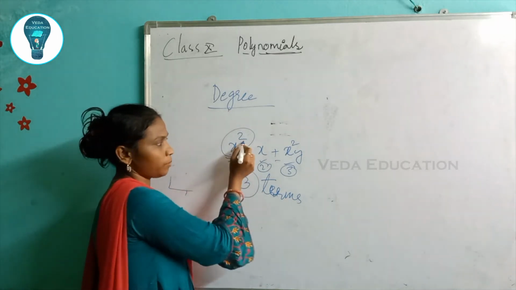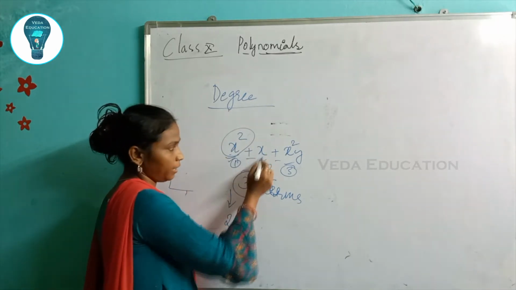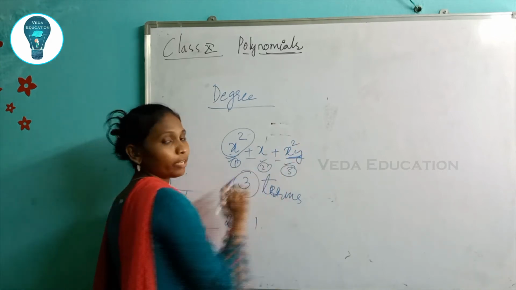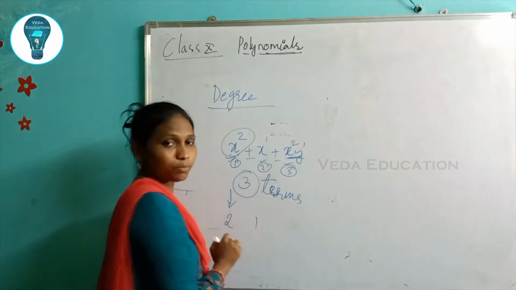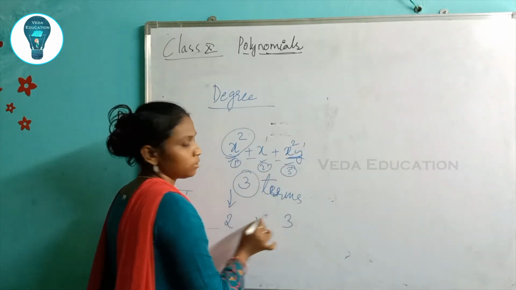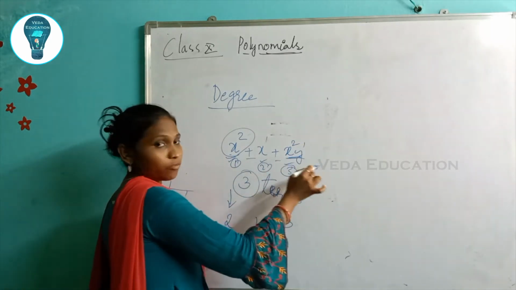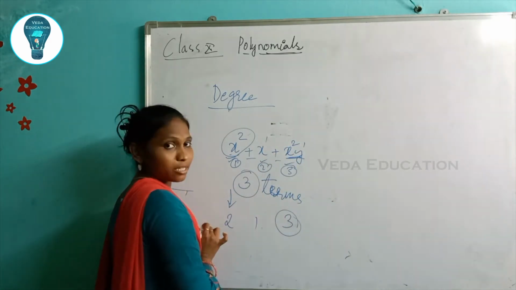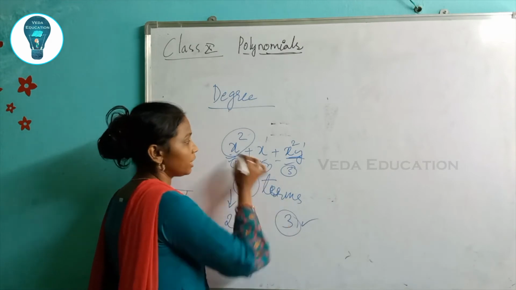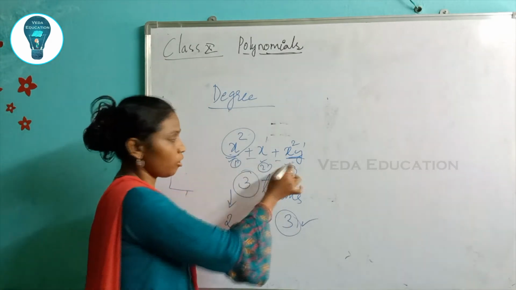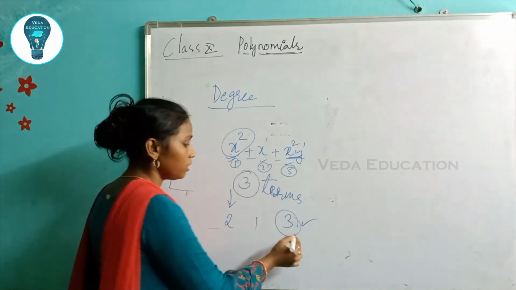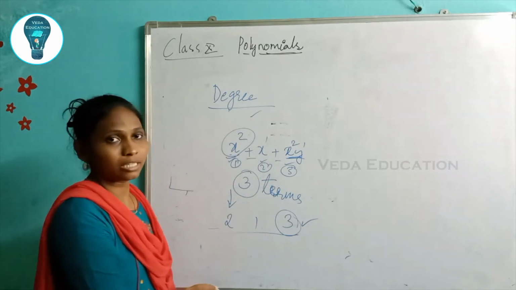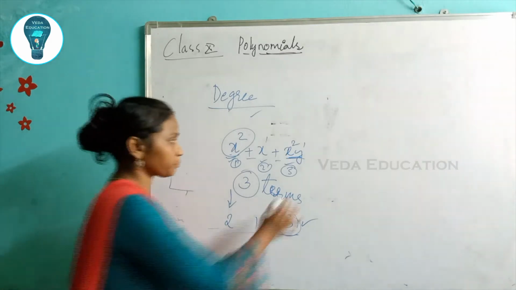Here in this term, what is the power? 2. And here the power is 1. And here 2 variables are involved, so we can add these 2 variables' powers: 2 plus 1, 3. Got it? How many variables are involved, those powers we can add. Now what is the highest number here? 3. So this is the degree of this given polynomial, the given algebraic expression. Got it everyone? Like that we can calculate the degree.